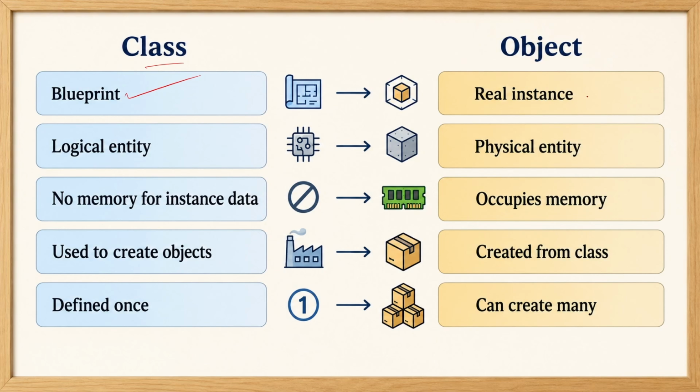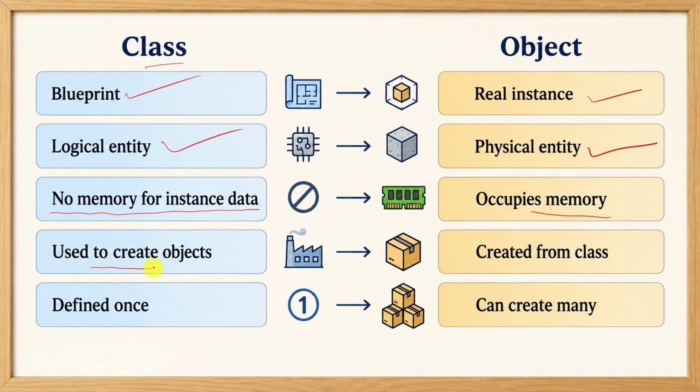So an object is what? A real instance. A class is a logical entity. It defines what properties and behaviors that object should have. Those definitions will be residing in the class. An object is the final product, a physical entity. A class has no memory for instance data. It's just a definition, no memory. But an object is the final product. It occupies memory, where it resides in the heap memory.